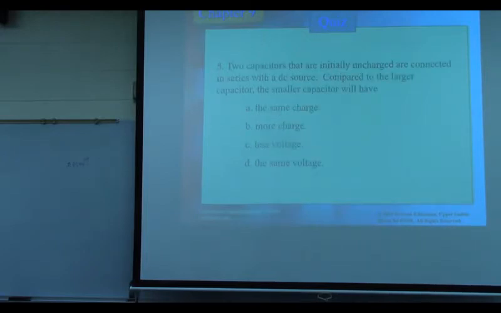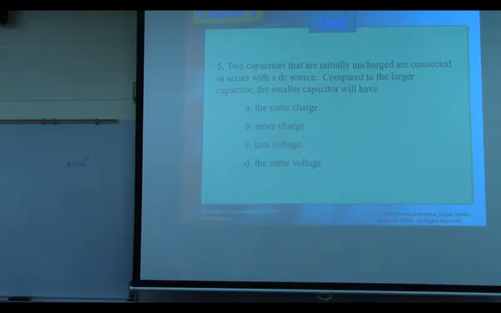I agree with you. Okay, next: two capacitors that are initially uncharged and connected in series with a DC source. Compared to the large capacitor, the smaller capacitor will have more charge. No, wait, the same. Series. The same charge. Why is the charge the same? Because they're both initially uncharged, and they're in series.